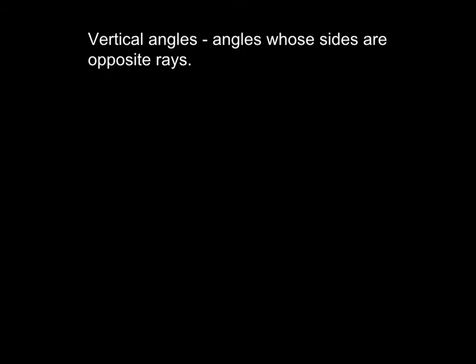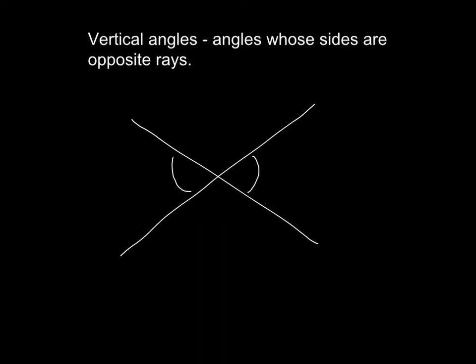Vertical angles are angles whose sides are opposite rays. So in this picture, these would be opposite angles. And so they're called vertical angles. These two, top and bottom, are also vertical angles. You'll notice that vertical does not refer to the orientation of the angles. So when you look at it, even though these two are connected horizontally, we still call them vertical angles, just like we call these two angles.